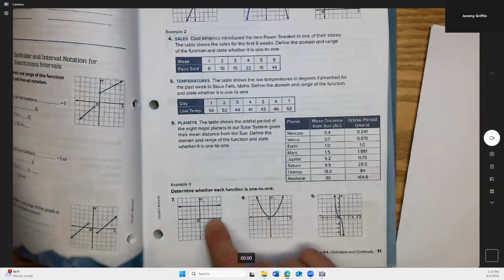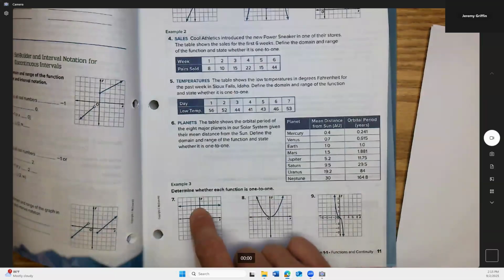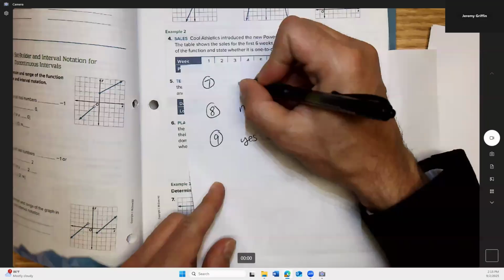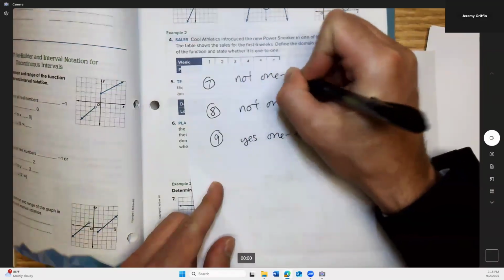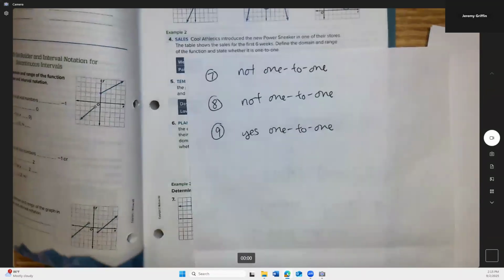What about number 7? Would that be considered 1 to 1? What do you think? Do you say no? Because if I ask what's the x value where y is equal to 3, well, x could really be anything. So it's definitely not a single value. Yes, that would be not 1 to 1. It fails the horizontal line test. So you got 7, 8, 9?